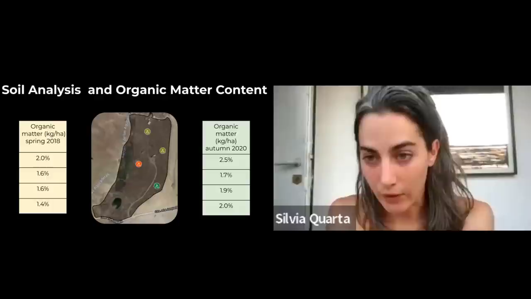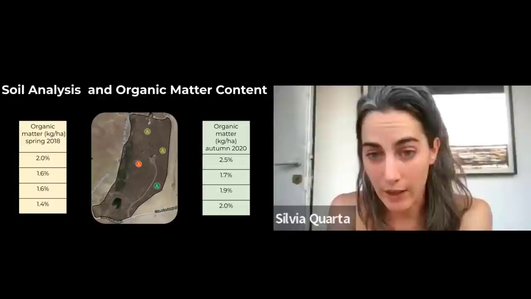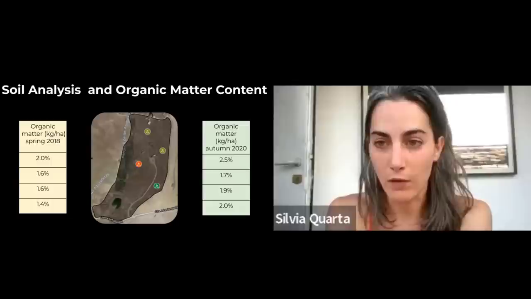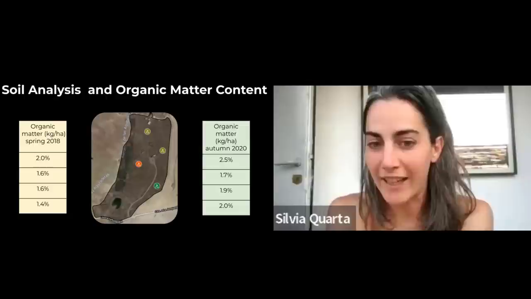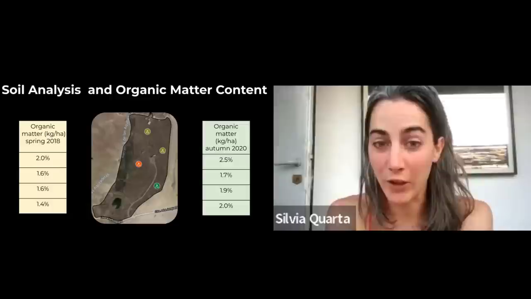It looks very tiny. But in the conditions in which we are, as I was saying, with these very dry periods of summer, where basically all of the organic matter we have created throughout the year can die out, having this small increase is actually very beneficial for the land.